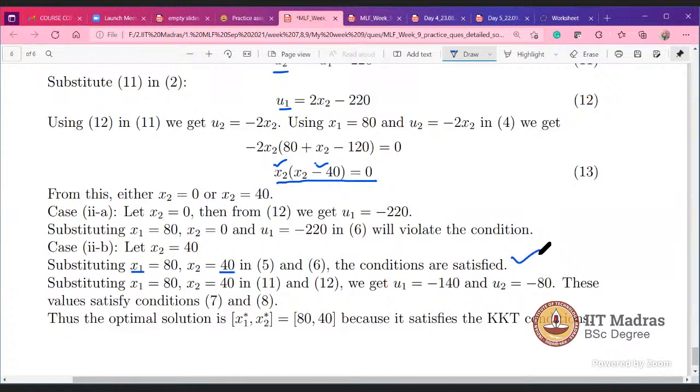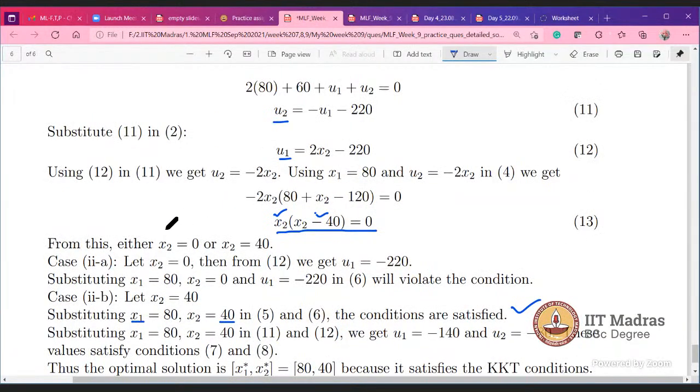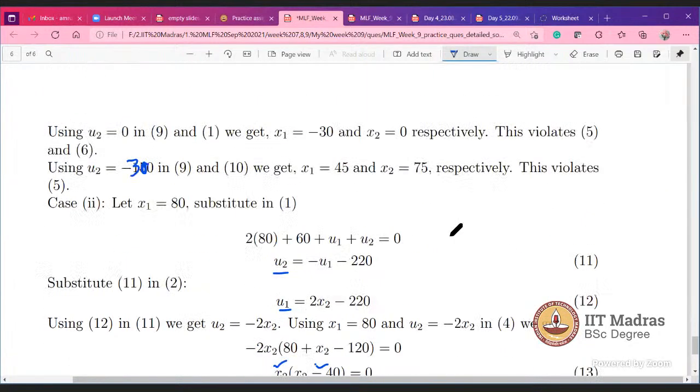Once you see the conditions are satisfied, you can finish the problem because we find all the conditions are satisfied. There should not be any other possibilities. Because here there is no other possibility. We have checked all the conditions: 2 by 2, 4 possibilities. All the 4 possibilities we have checked. That's why we have given options for you here.